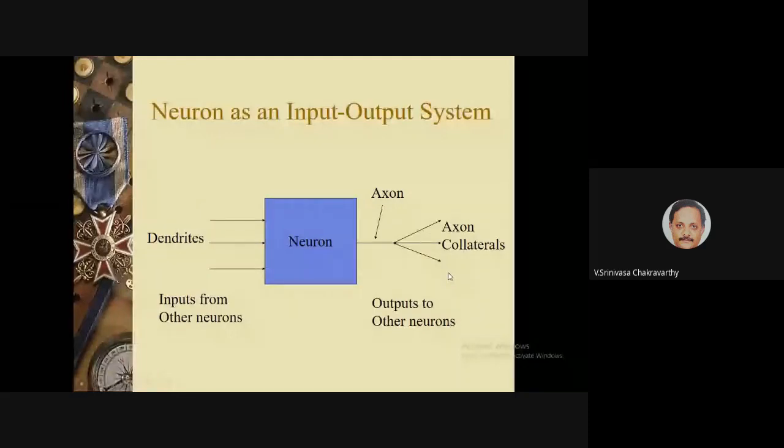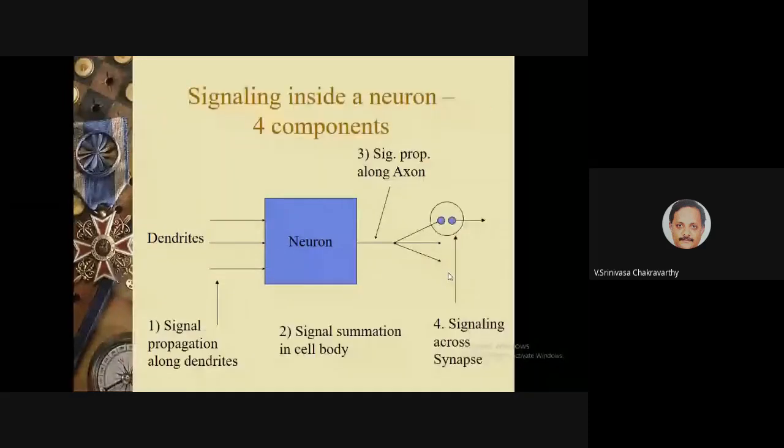In this whole thing, you can divide the signaling that happens in a neuron into four components. The first component is signal propagation along the dendrites, then signal summation in the cell body or soma, then signal propagation along the axons, then signal transmission across the synapse. This is what is called neurotransmission. So you see that there are four components.